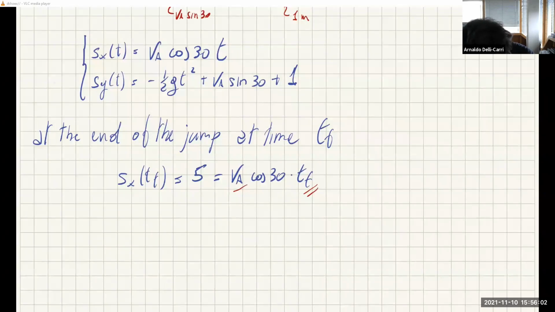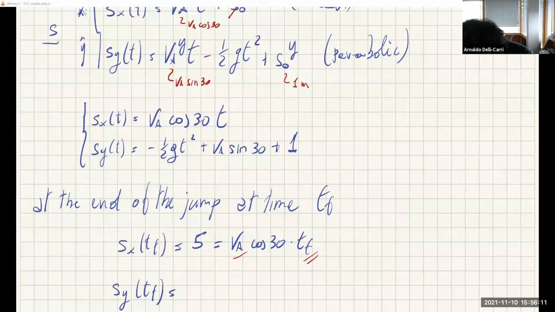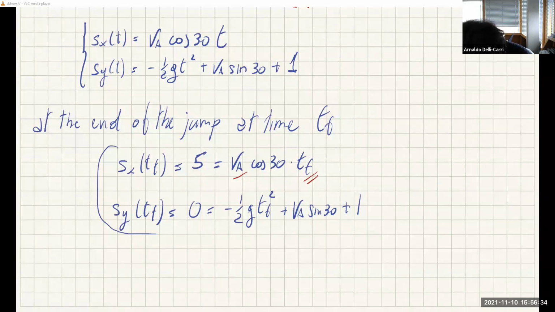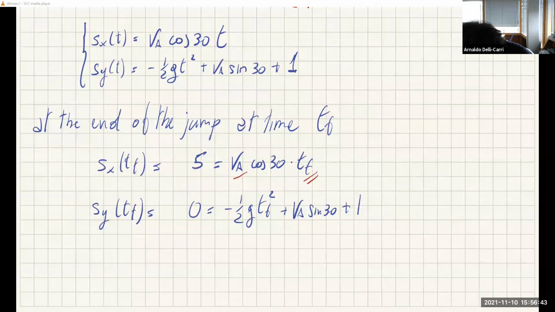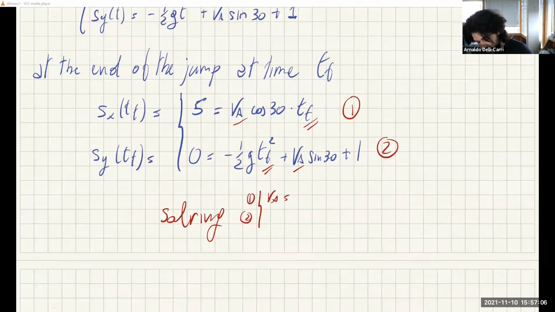The other equation is Sy at the final time. Since it hits the ground, the y coordinate of this point is 0, which is minus half g t final squared plus VA sine of 30 plus 1. So these are the 2 equations that I need. And these 2 equations have my first unknown and my second unknown. So this is 2 equations in 2 unknowns. So I can solve this, solving equation 1, equation 2 gives me VA and T final.